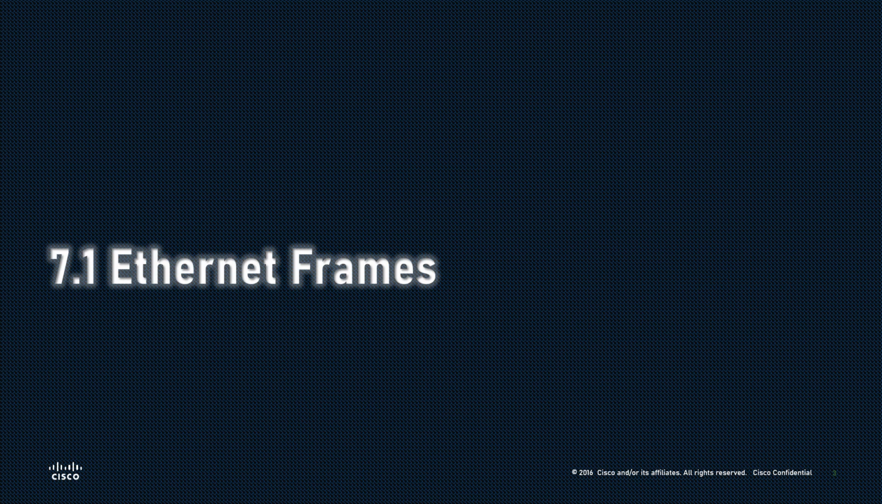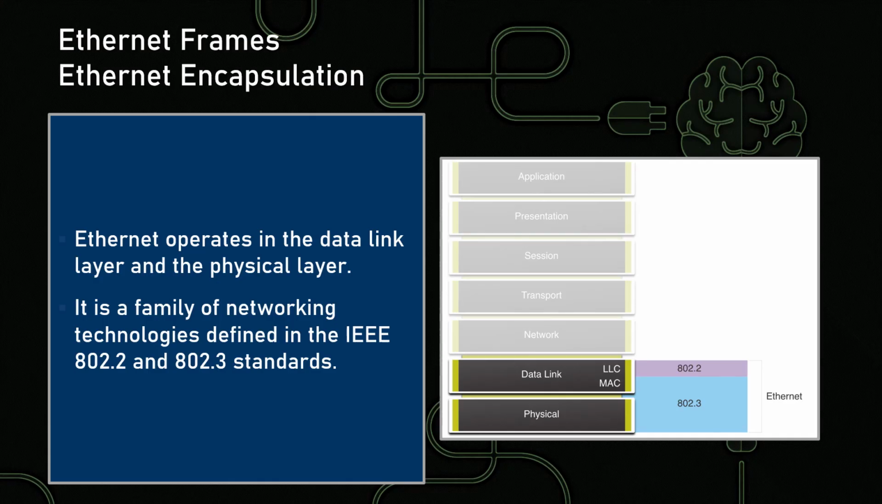So 7.1 is all about Ethernet frames, the PDU that belongs to layer 2. So Ethernet operates in both layers 1 and 2. The 802.3 standard covers the physical layer as well as half of the data link, the MAC sublayer, of course, and then the LLC has 802.2. So it is a family of networking technologies that intertwine across the two layers.